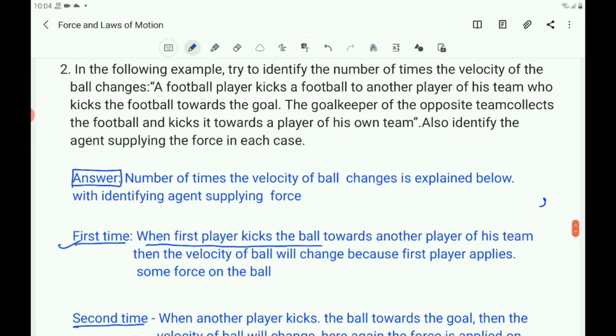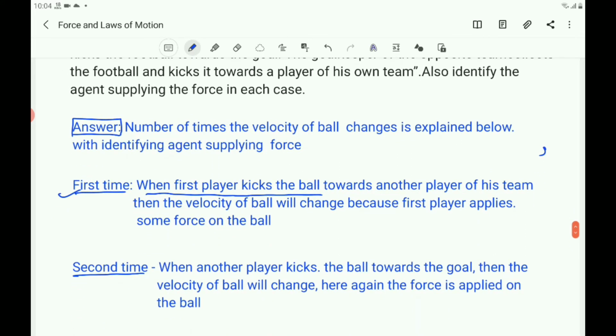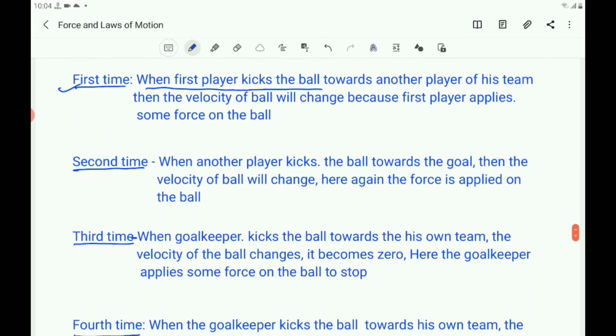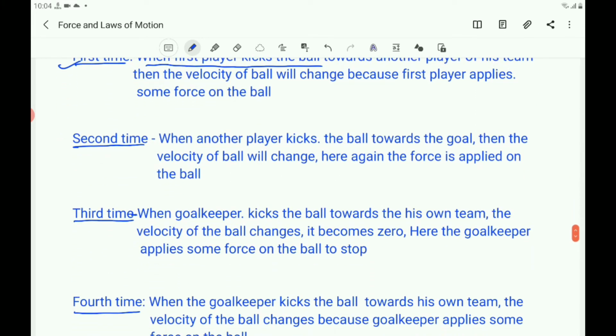That is when the first player kicks the ball. Second, when another player kicks the ball towards the goal, the velocity of the ball will change. Here again the force is applied on the ball by the other player. Third time, when the goalkeeper stops the ball, the velocity of the ball changes. It becomes 0. Here the goalkeeper applies some force on the ball to stop it.